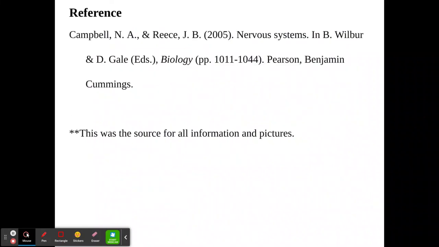Then for my reference, I used my AP Biology textbook, specifically the nervous system section, and all the information and the pictures in this presentation were from that textbook.